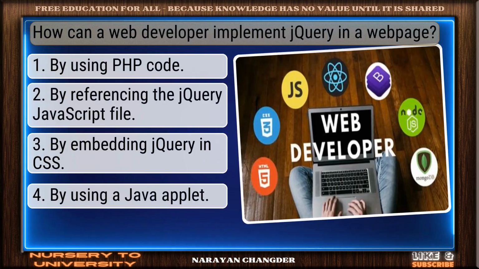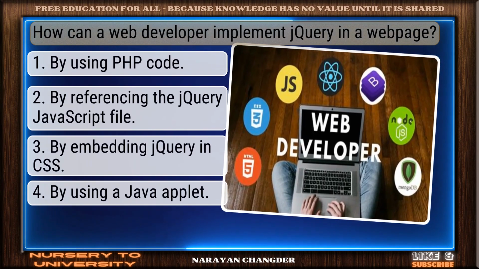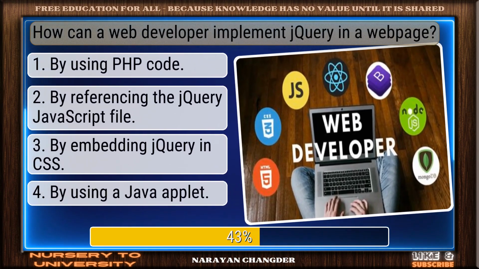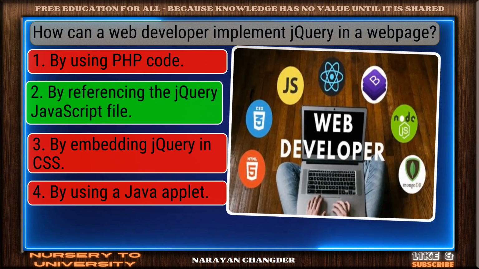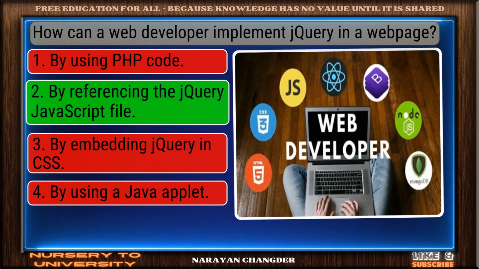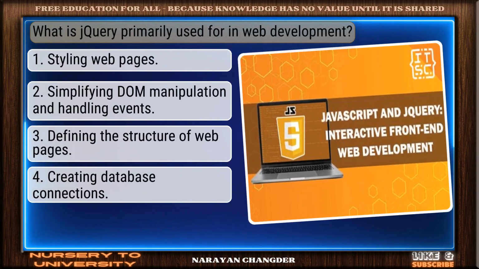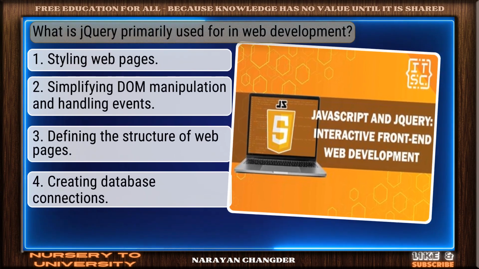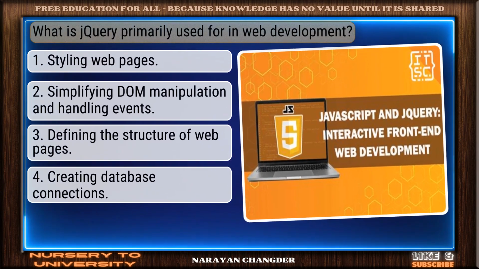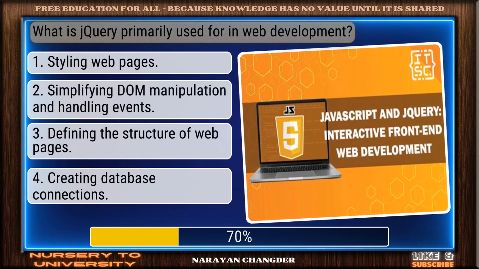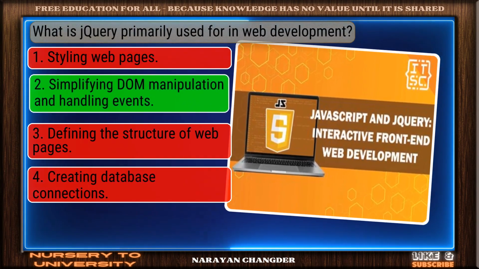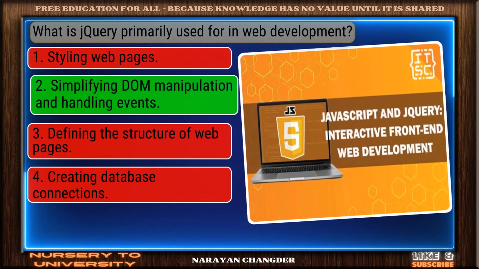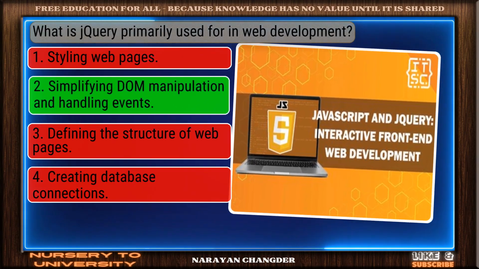Question number 31. How can a web developer implement jQuery in a web page? Nice selection. By referencing the jQuery JavaScript file is the correct and valid answer. Question number 32. What is jQuery primarily used for in web development? Excellent. Simplifying DOM manipulation and handling events is a brilliant choice.